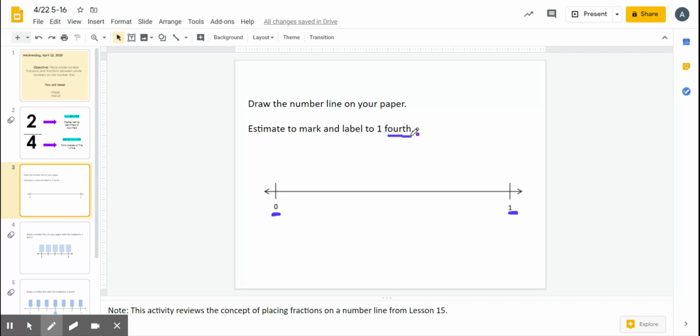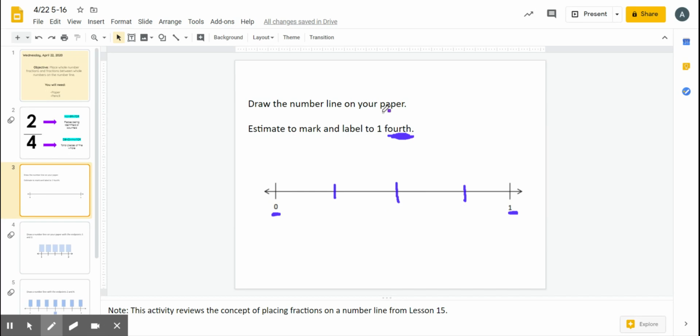So this part here, 1/4, the fourth part, is our denominator. So it tells us how many pieces we need to break our number line into. So if I draw a line right here down the middle, I've broken my number line into 2 parts, but I need 4. So I'm going to break each one of those parts in half. So now I have 1, 2, 3, 4 parts in my number line.